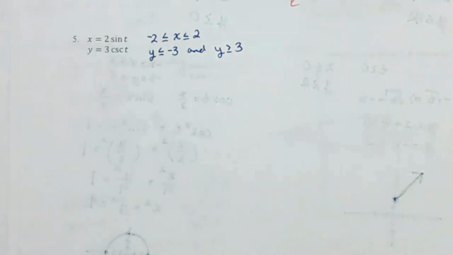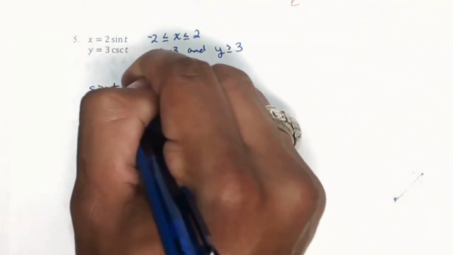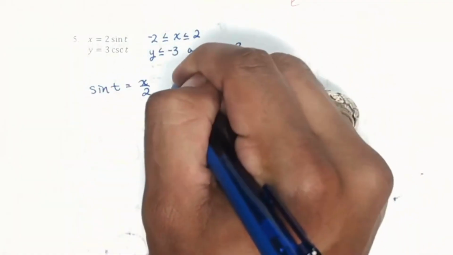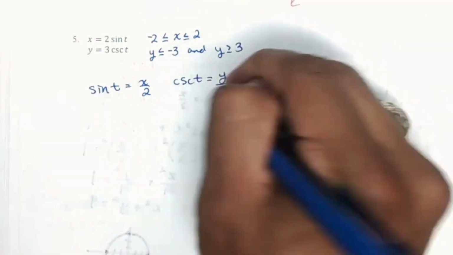Because again, we're still talking about the same y values. It's parameters, so they do some weird stuff with inequalities. But these are just my restrictions. So again, we need to eliminate the value of t. For this problem, I can get what sine by itself is, which is x over 2. I can get cosecant by itself and get y over 3.